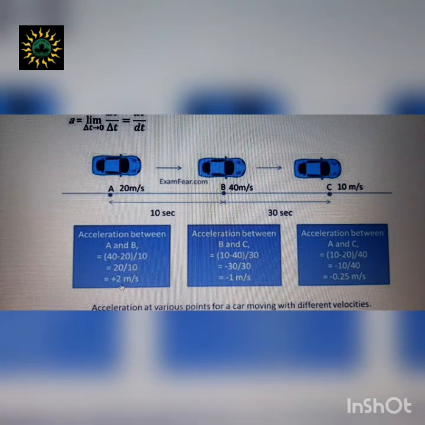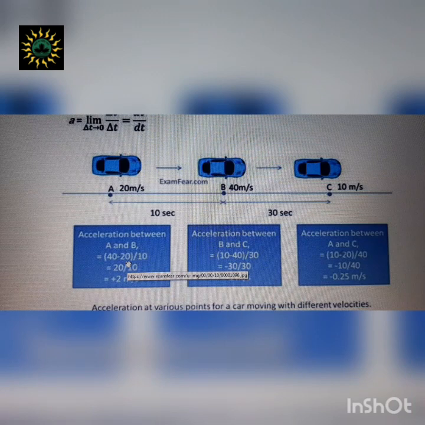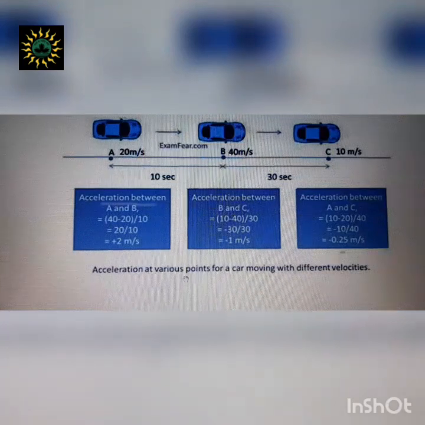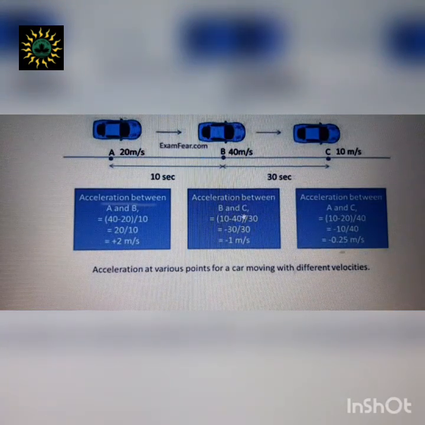I think there is a mistake. Acceleration will always be plus 2 meter per second square, so I think there is a mistake here. Actually here it is written: change in velocity during the time interval. So 40 meter per second is the final velocity, 20 meter per second is the initial velocity, and divided by 10 seconds, so it should be 2 meter per second square, I think. Anyway, that is the acceleration from b to c.